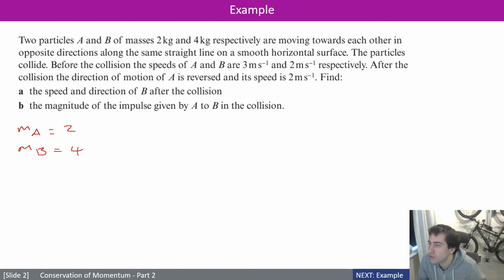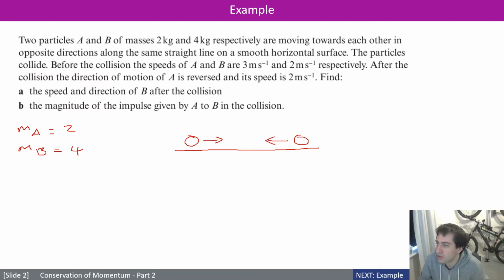They're moving towards each other in opposite directions along the same straight line on a smooth horizontal surface. So in other words, we've got this sort of situation going on, right? One's going to the right and the other one's going to the left. That's the only way in which things could go towards each other in opposite directions.